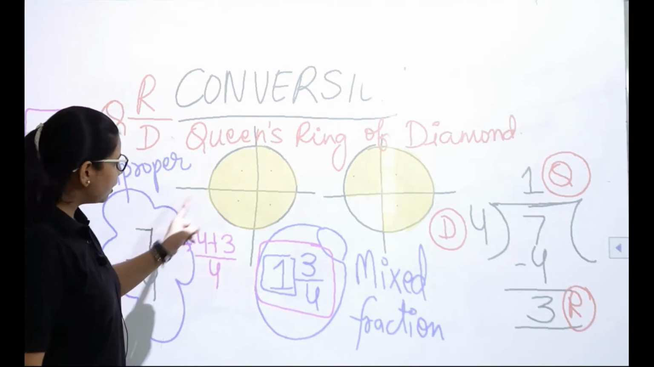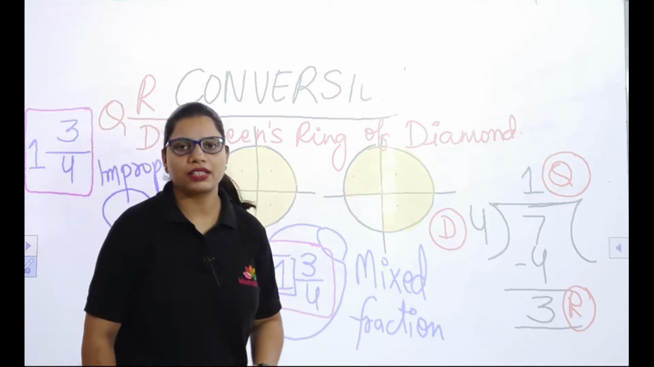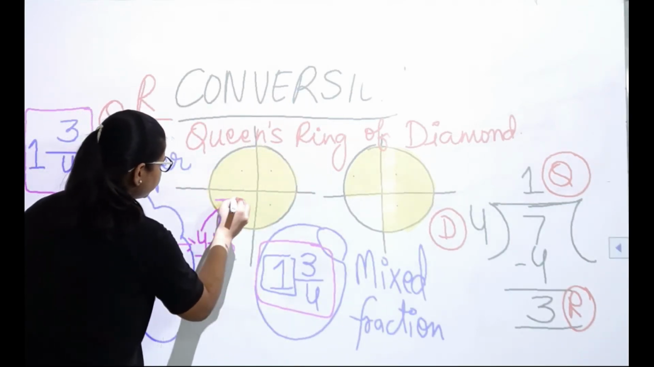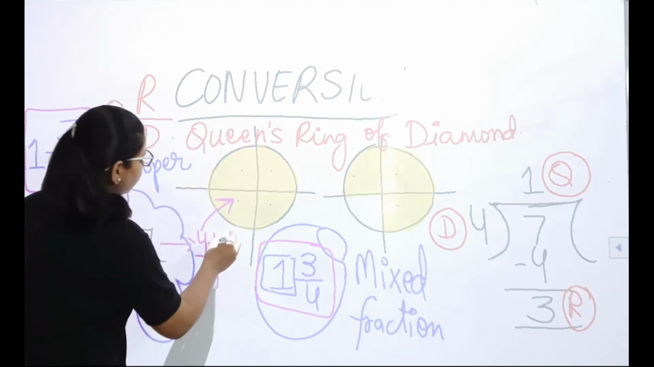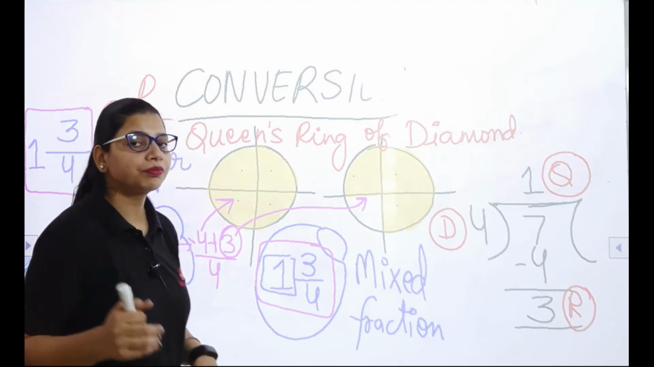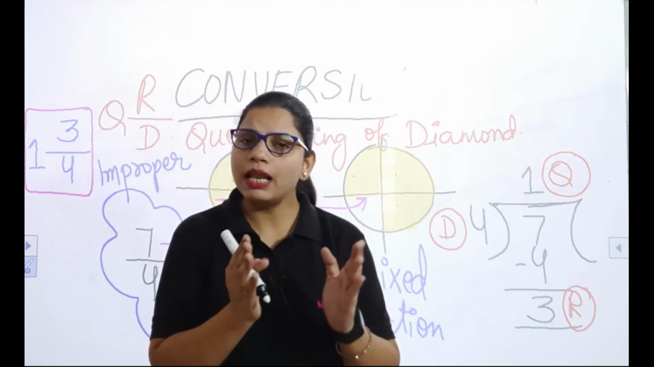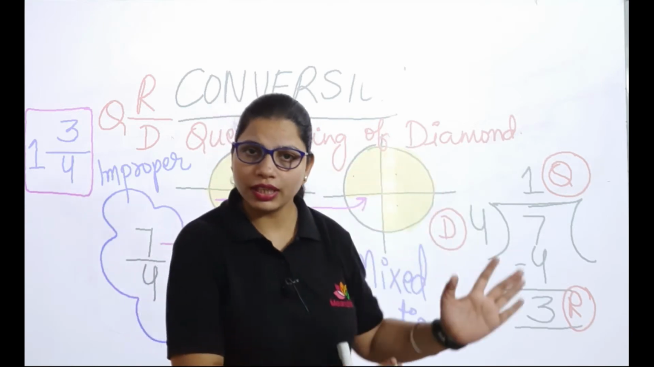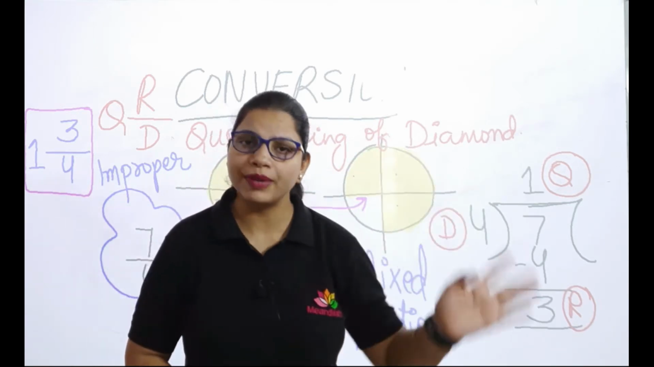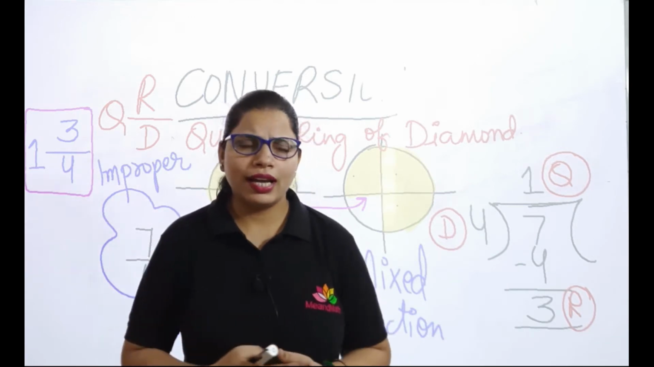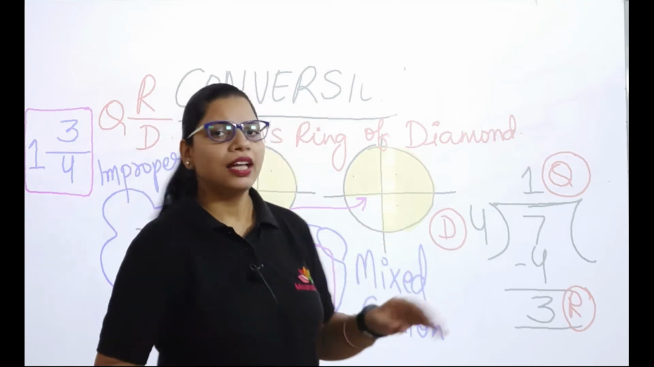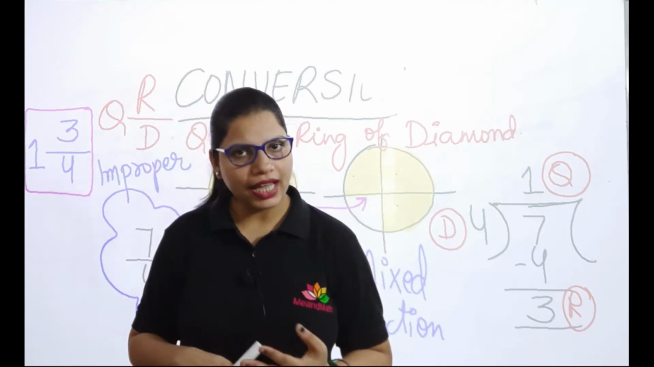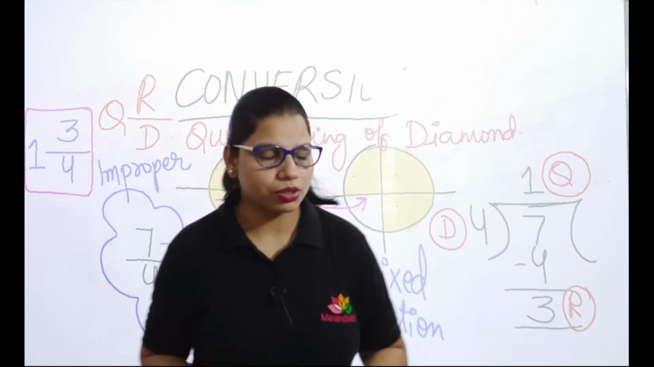So the numerator is more than 4, so we'll draw two wholes. This 4 tells us that we have to shade all 4s, and this 3 tells us that we have to shade 3. So with the help of an improper fraction, I wanted to explain how to convert an improper fraction into a mixed fraction, as well as how to draw it. But let's do one thing: I'm just switching the drawing. Let's concentrate on how to write an improper fraction as a mixed fraction. First learn that, then after some time we'll discuss representation also.